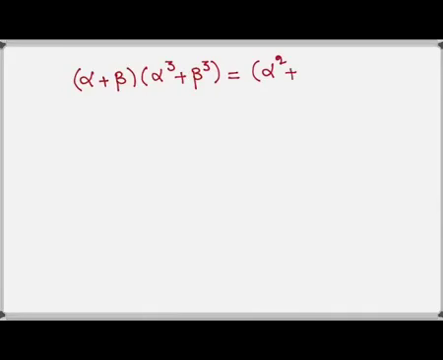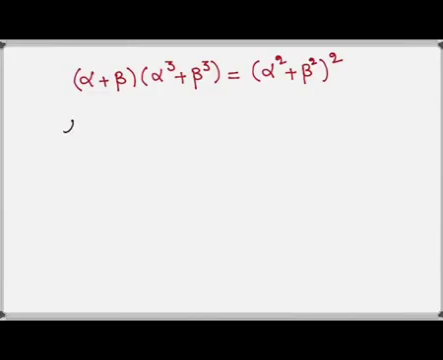alpha plus beta into alpha cube plus beta cube is equal to alpha square plus beta square whole square. We know what is the value of alpha plus beta in terms of a, b and c. So let us find out the values of alpha cube plus beta cube and alpha square plus beta square in terms of a, b and c.